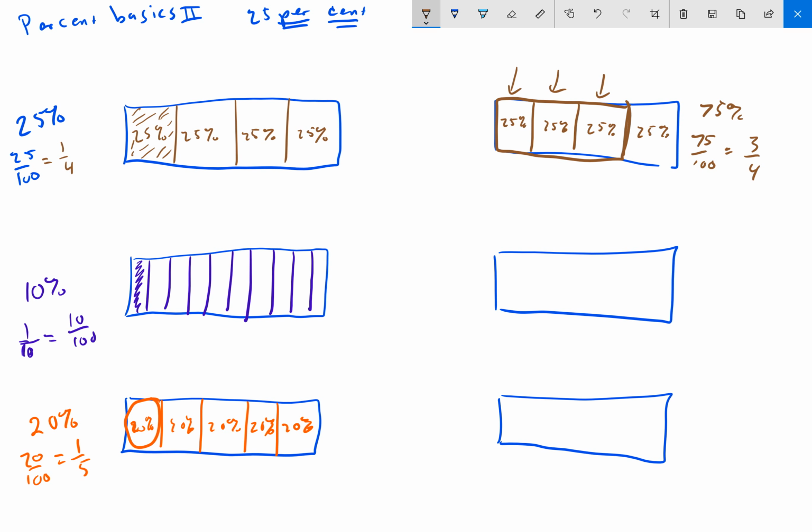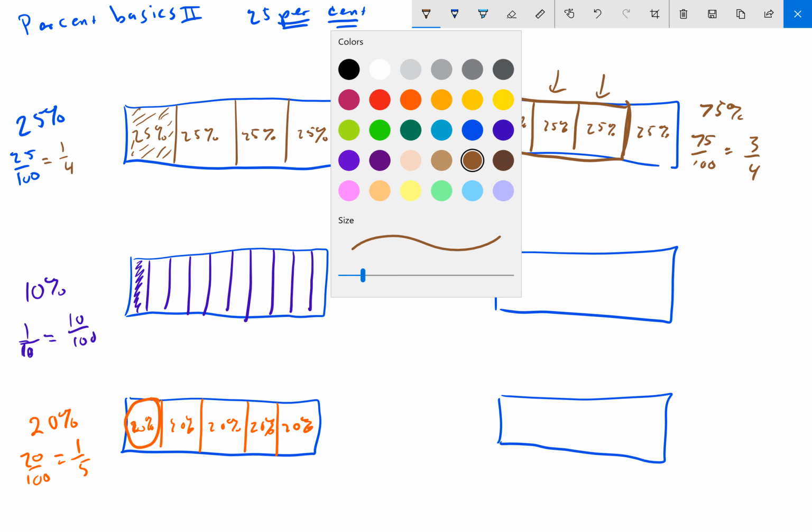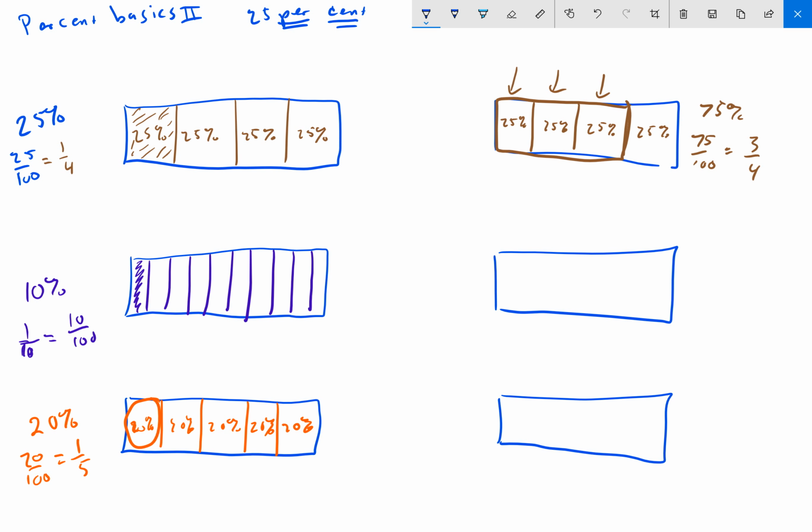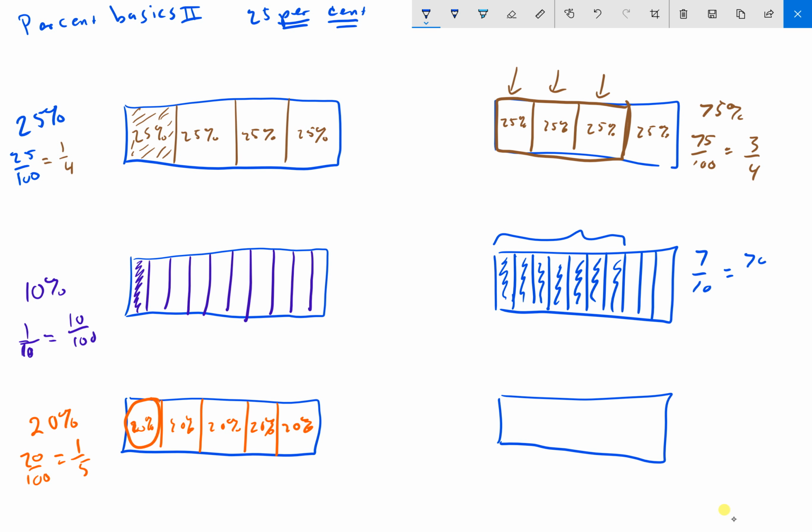Let's not do 60%. Let's say I wanted only 70%. Well, 1, 2, 3, 4, 5, 6, 7, 8, 9, 10. If I wanted 70%, it would be 10, 20, 30, 40, 50, 60, 70. The 7 boxes out of the 10, which is the same as 70 over 100, which is 70%.